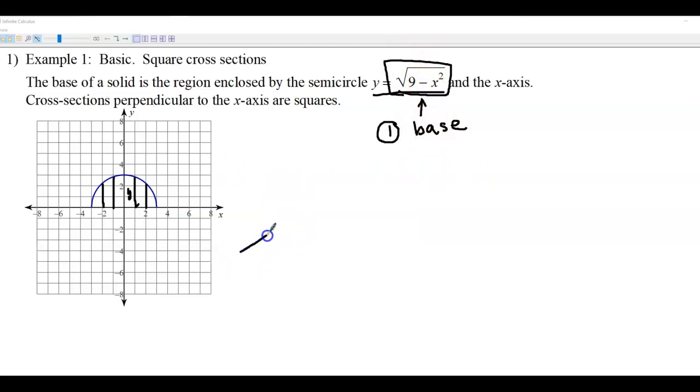Now, I'm going to view this three-dimensionally. So if I were to take this graph and lay it down flat, it would look something like this, right? And what I want to do is stack squares on top of it like that.